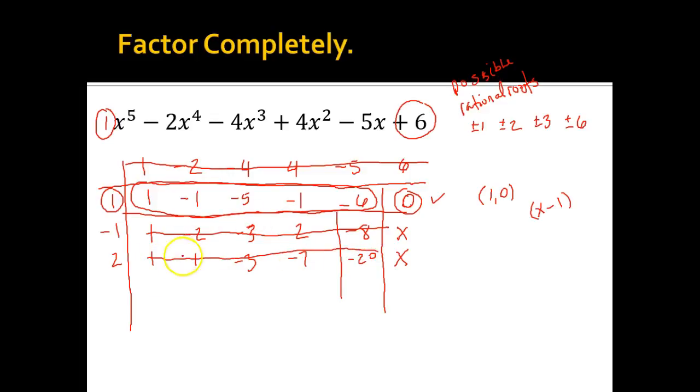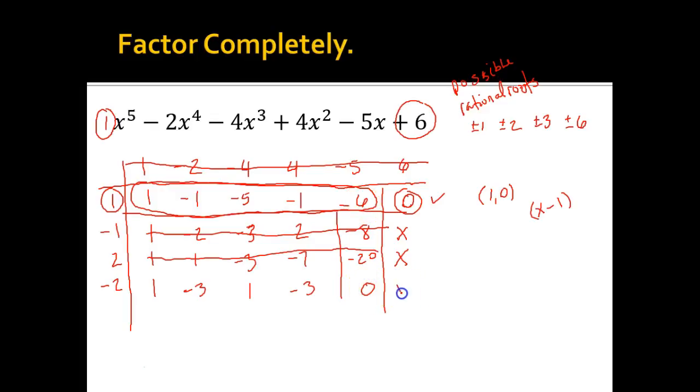And now we try the next number in our list of possible rational roots. We tried 1, -1, 2. Now we're on to -2. So again, continuing to use that 1, -1, -5, -1, -6. Bring down the 1 times -2 is -2 minus 1 is -3 times -2 is +6 minus 5 is 1 times -2 is -2 minus 1 is -3 times -2 is +6. +6 minus 6 is 0.